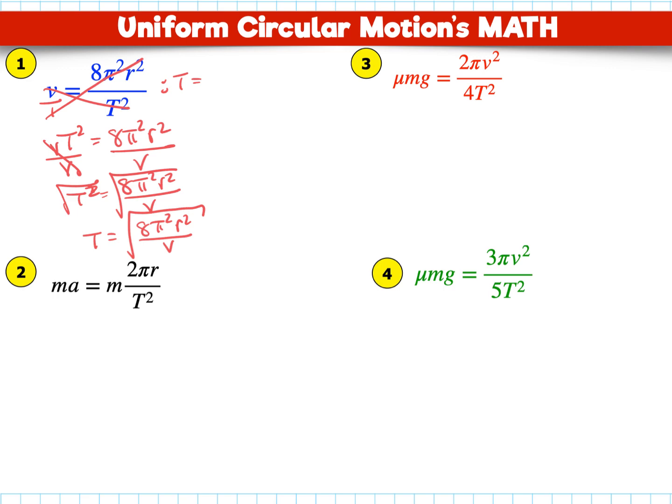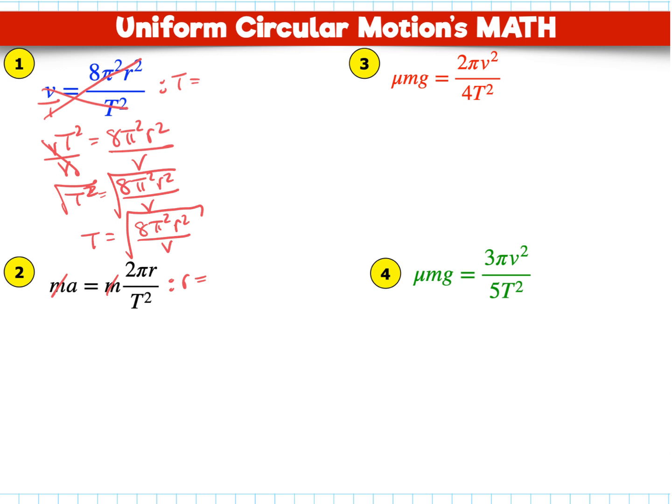Let's take a look at problem number 2. On problem number 2, I'm going to try to isolate r. So r is going to equal all the other stuff that's in the equation. When I first look at this equation, I realize, wait a minute, there's a mass, an m, on both sides. That will be divided out. That will leave me with the equation looking like a is equal to 2 pi r over t squared.